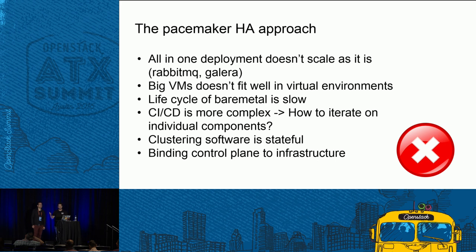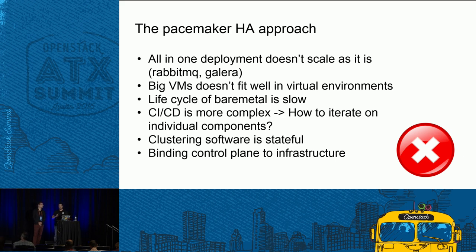This deployment has all the services in the same cluster, so you cannot scale it as it is. You have RabbitMQ, you have Galera, you have MongoDB, those services do replication. So if you put more servers, you will have more replication overhead and less performance. If you have dozens of services running on the same node, the resource requirements get higher, isn't it?